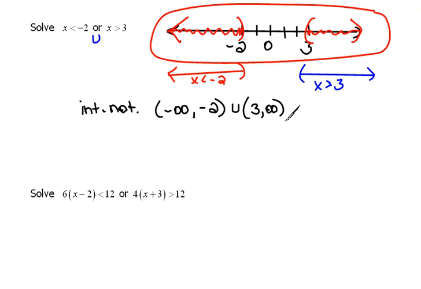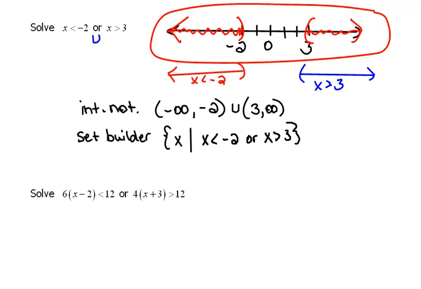Now this one for our set builder notation would actually be a little bit weird, and I'm not sure if they would actually ask you for set builder notation with something like this, but just in case, this would literally be the set of all x's such that x is less than -2 or x is greater than 3. If they ask you for it, there's not a whole lot that you can do about that. It's very, very interesting.